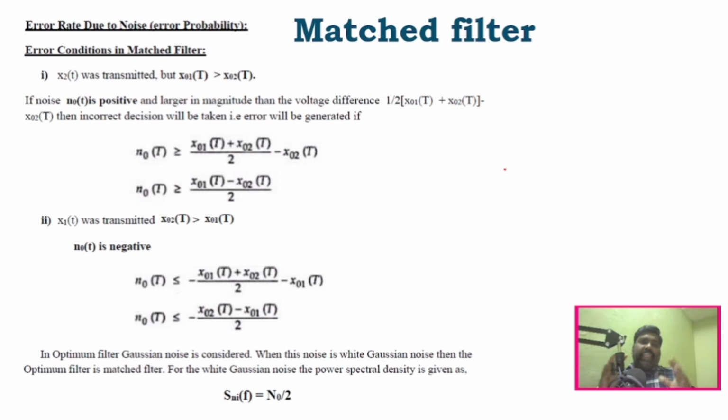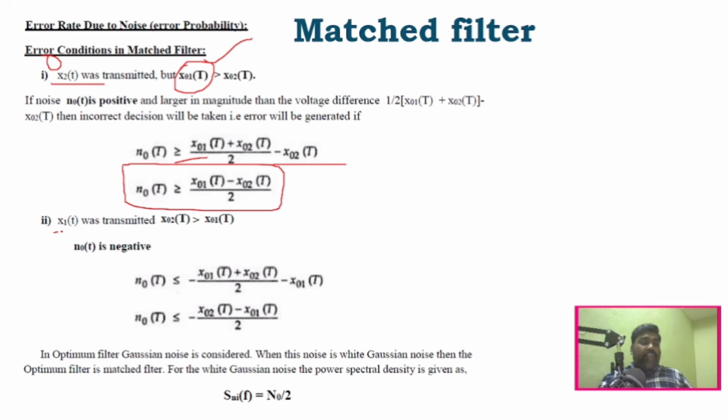Now, what is the error condition? You understand these are the two possibilities of error. When x2(t) is transmitted, but it takes x01(t), the noise is positive, the error is positive, because x02(t) is 0, but it is taking a positive signal. We know that 0 is a negative signal. So in that condition, an incorrect decision is taken. So this is the condition: n(t) is greater than the boundary value, x01(t) plus x02(t) over 2 minus x02(t).